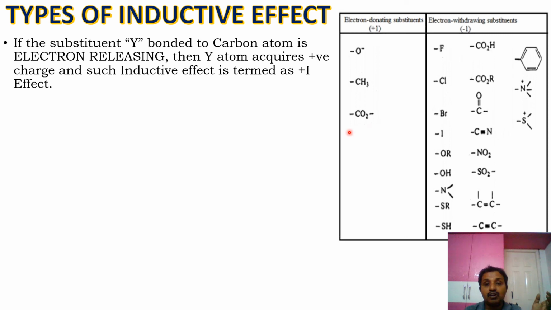The carboxylate ion group, what happens? O minus. As oxygen is bearing the negative charge, because of the excess electron density on the oxide ion, it wants to donate the electron density. By donating, it loses electron density and decreases the electron density to some extent, whereas the CH3 alkyl group donates electron density and acquires a positive charge. The carboxylate ion, having a negative charge on the oxygen atom, wants to release electron density in order to neutralize the negative charge.